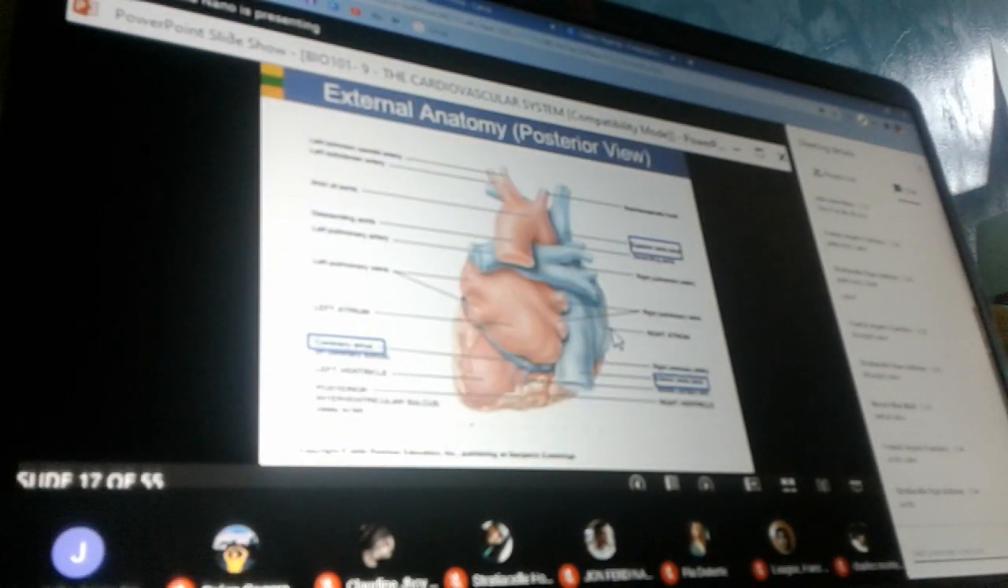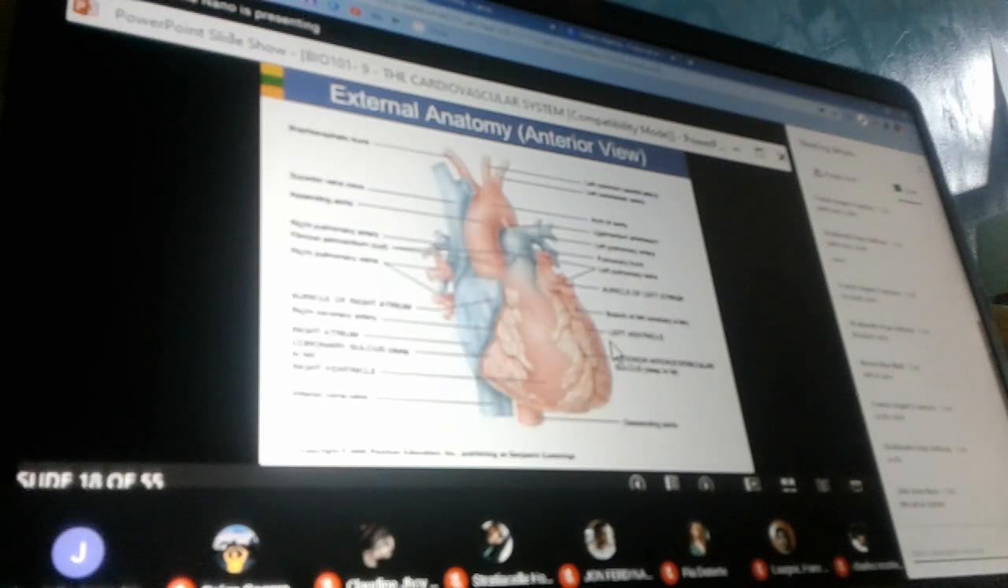Okay. Tama pala, before I forget, the right atrium as well as your left atrium, class, they are separated by the interatrial septum. The interatrial or atrial septum. Okay? Again, the right and left atrium are separated by your interatrial septum. Whereas yung ventricles naman natin, class, wait lang.